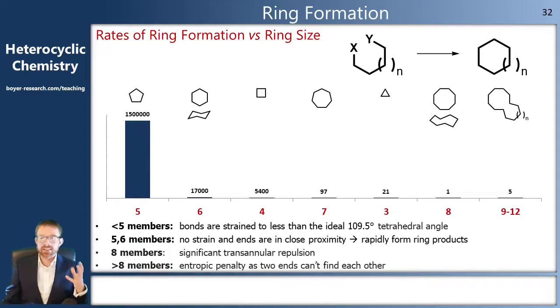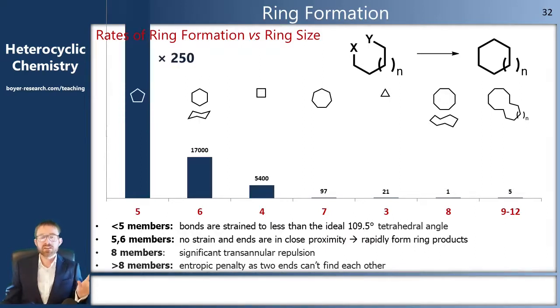So if we look at different sized rings, we'll see there's a massive difference in the rate at which they are formed. 5-membered rings are by far the fastest ones to be made, significantly faster than every other ring size that there is. Next we'll see that 6-membered rings are also fast, but then there's a significant drop before the next ones.